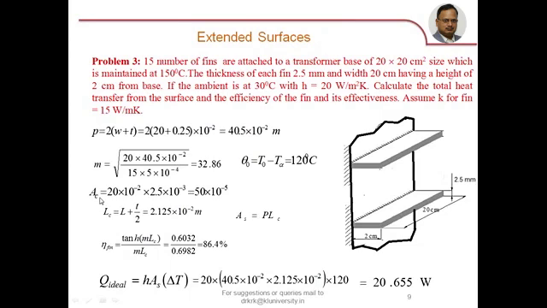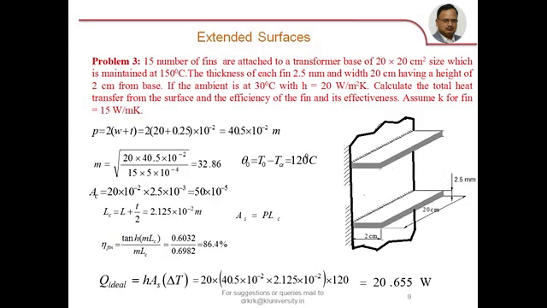Cross-sectional area of the fin Ac is, you can look here, heat is flowing in this direction as the arrow moves. So the cross-sectional area available for conduction heat transfer is this, 20 into 2.5 into 10 power minus 5. That is 50 into 10 power minus 5. That is what we have substituted here, 5 into 10 power minus 4. 50 into 10 power minus 5 is 5 into 10 power minus 4.